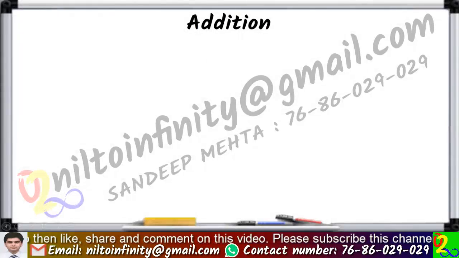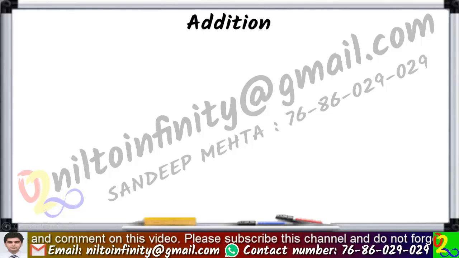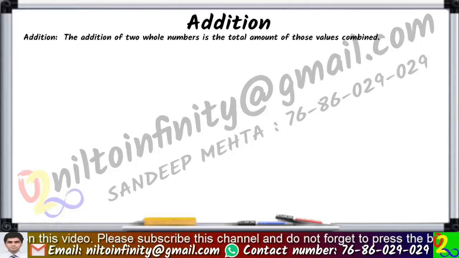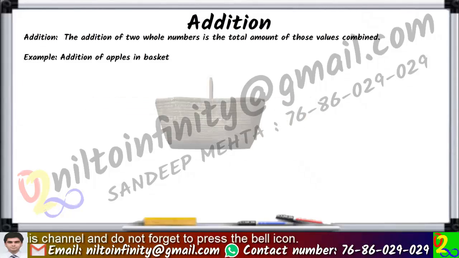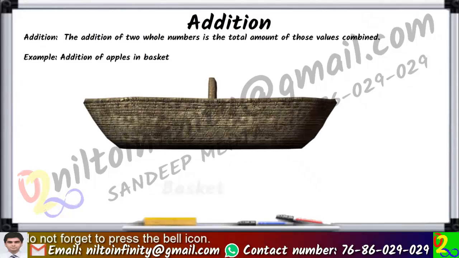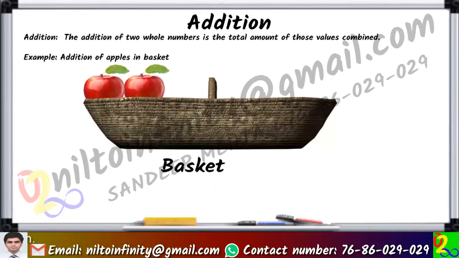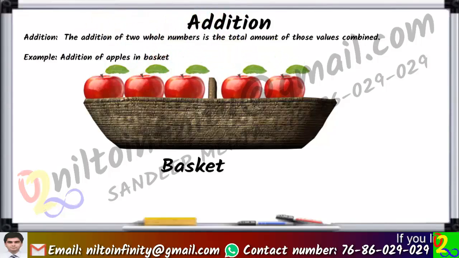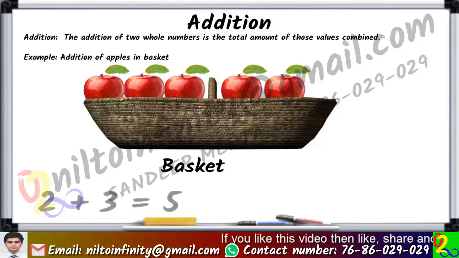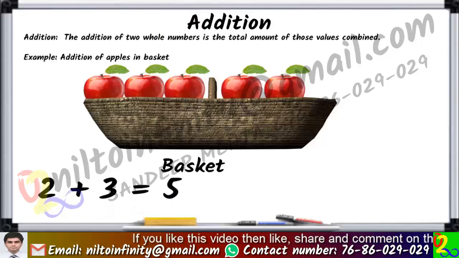So let us first of all discuss addition. The addition of two whole numbers is the total amount of those values combined. Example, addition of apples in a basket. First of all, there are 2 apples in the basket. Then we add 3 more apples in the basket. After adding 3 more apples in the basket, the total number of apples in the basket becomes 5.